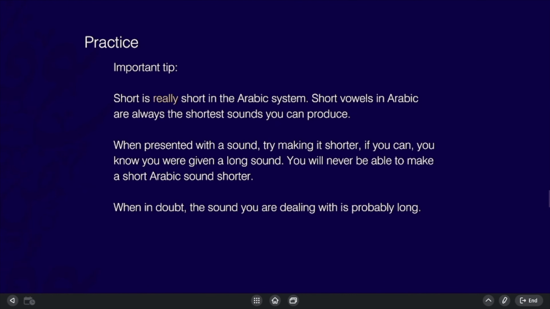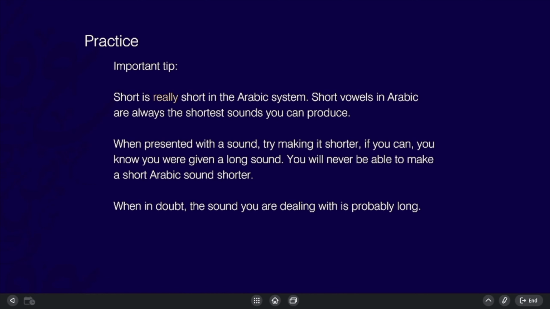Therefore, it is important to remember that short is really short in the Arabic system. Short vowels in Arabic are always the shortest sounds you can produce. Let's say you are presented with a sound and you're trying to figure out, is this a short or long vowel? My advice is to try to make it shorter. So if you receive a sound like ba, can you make it shorter? Yes, I can, ba. Then you know that the sound you've received is a long vocalic sound.